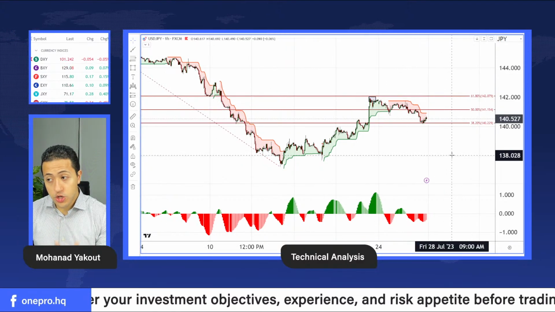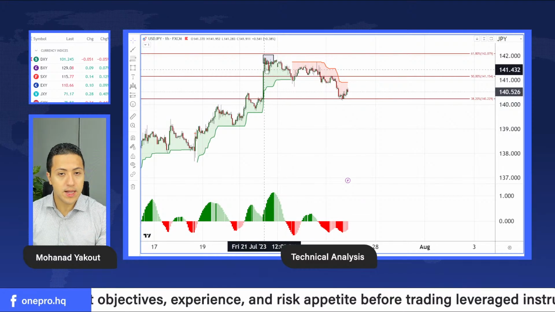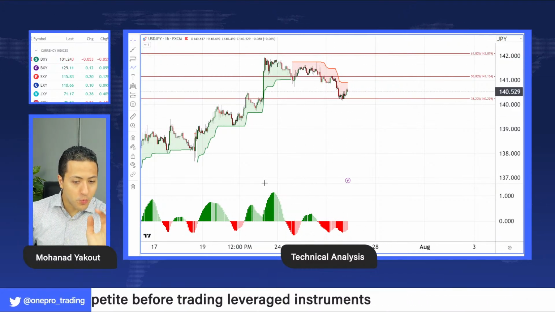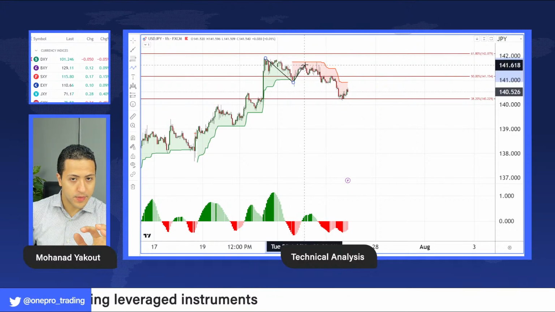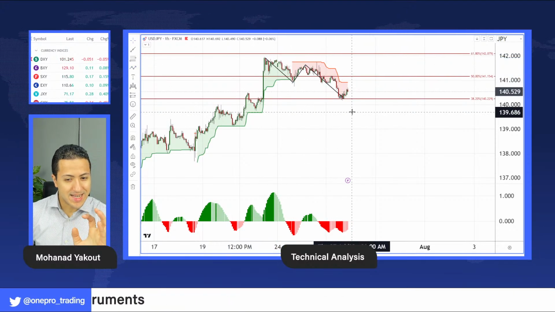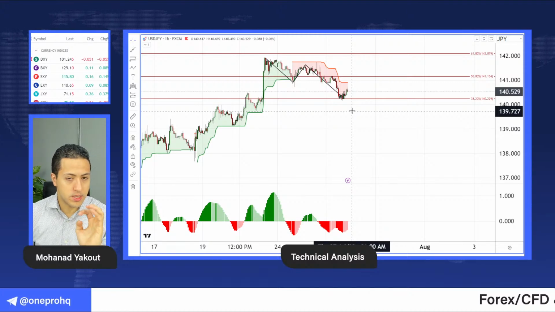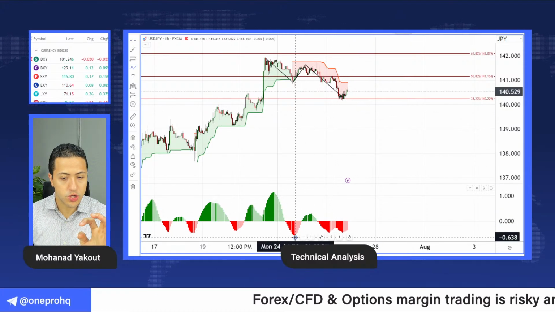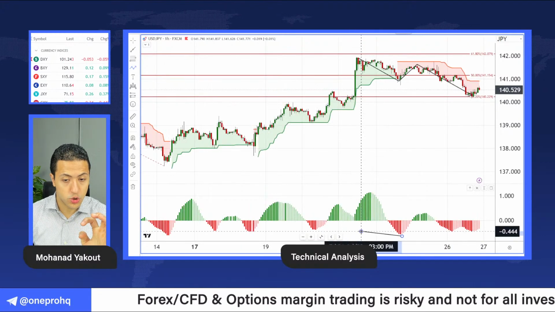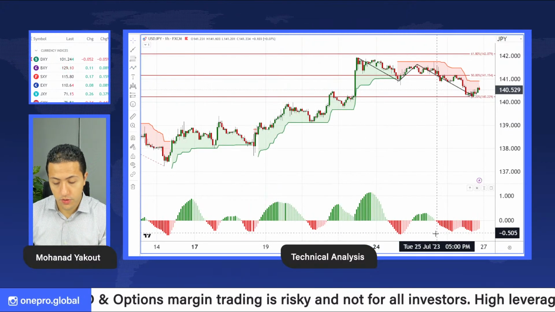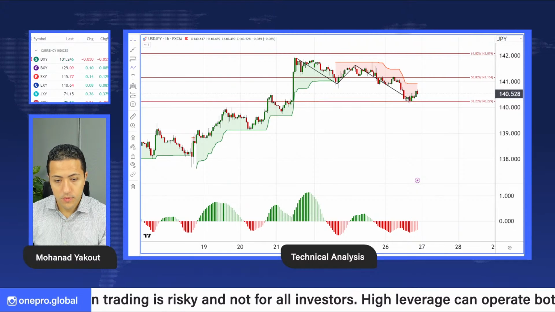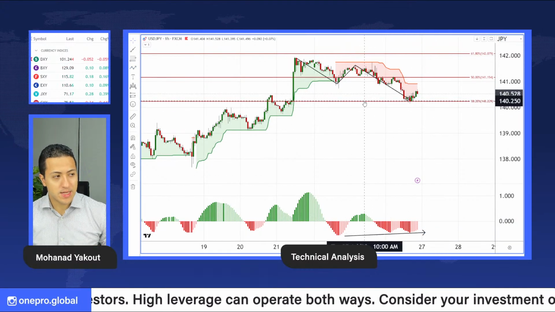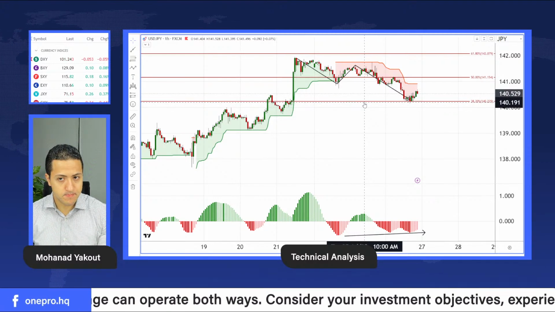However, just to be honest and completely technical here with you, the move lower from here is not really good. It's not something I really prefer because the momentum is still not so strong to the downside.